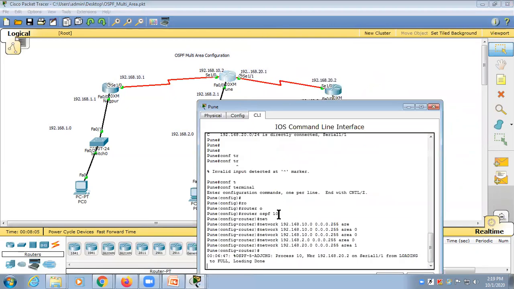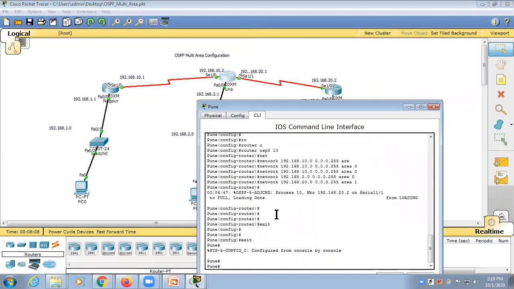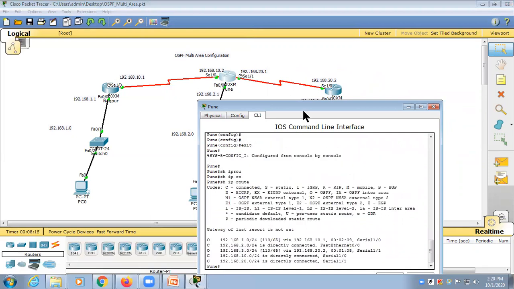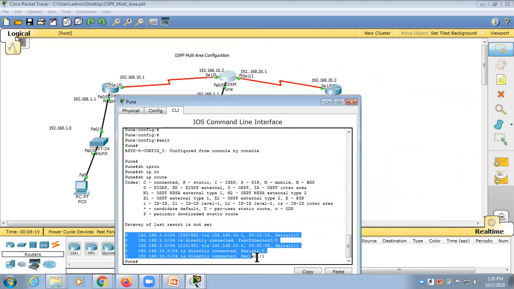But if you go to the middle router, the Pune router, here the Pune router is our backbone router or area router. So here there is no inter area concept. All the routes are learned only by OSPF, and that is O.